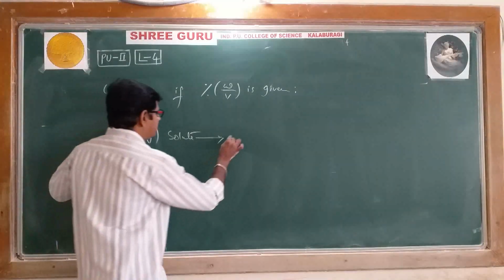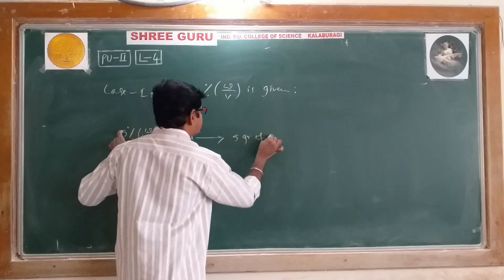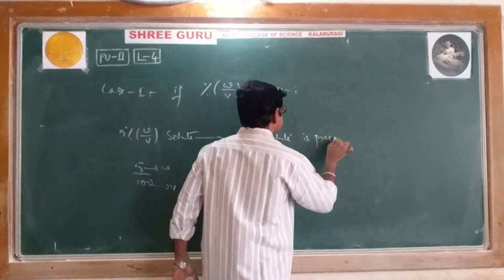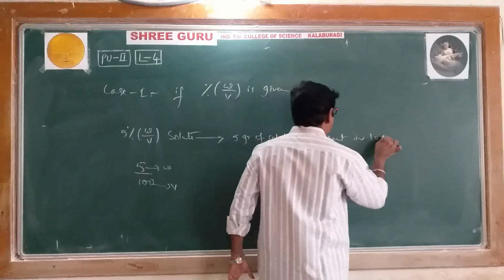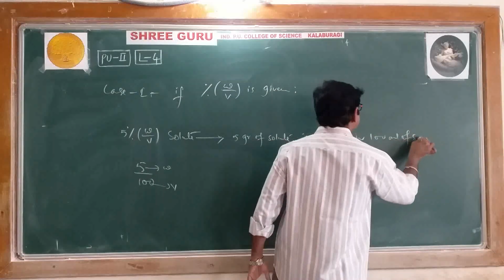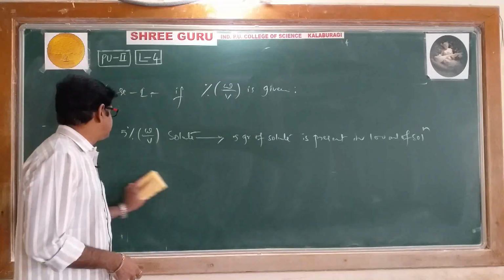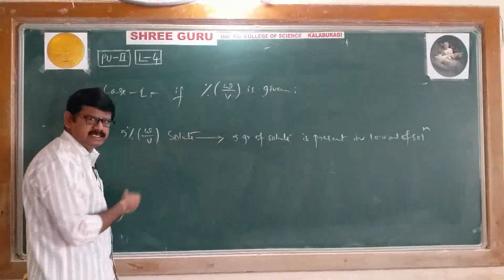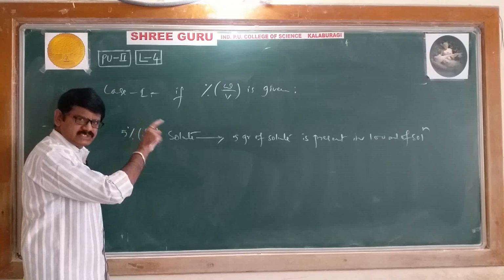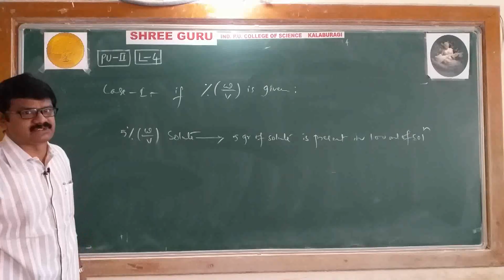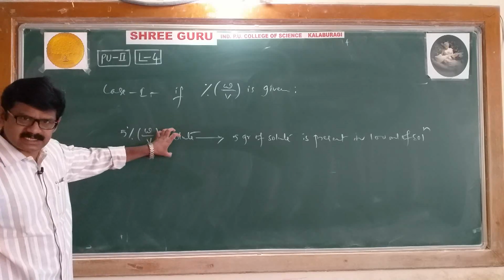It means 5 grams of solute is present in 100 milliliters of solution. I'll repeat: 5% W by V solute means 5 grams of solute is present in 100 milliliters of solution. First we have to understand this one.